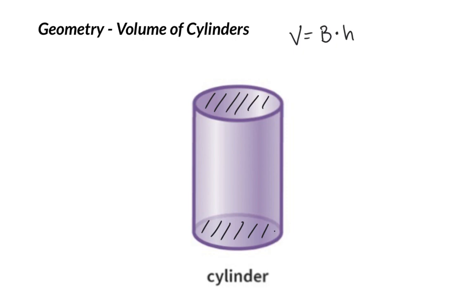So just remember, the bases should be parallel to one another, otherwise we might have a slanted shape, which we can still find the volume of. It's just a different formula. And then the height is the height of this lateral area that connects them. So let's do an example here.